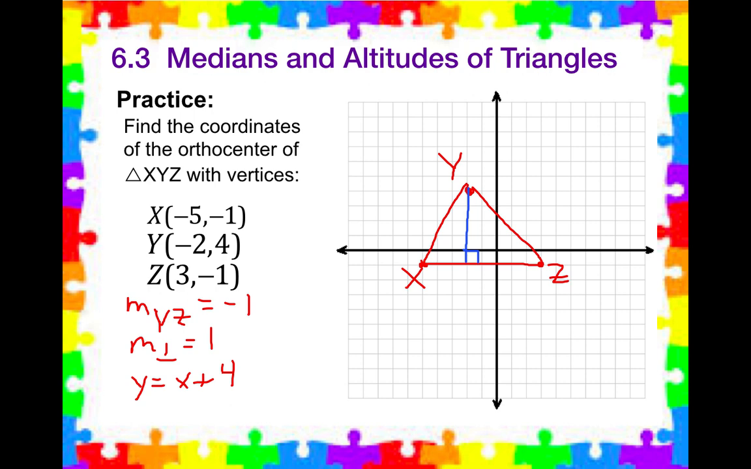Y equals x plus 4, so that means that I'm going to have a point at (0, 4), and that's going to go through X, and the location where both of these meet is the orthocenter. So the orthocenter in this case is going to be (-2, 2). (-2, 2).